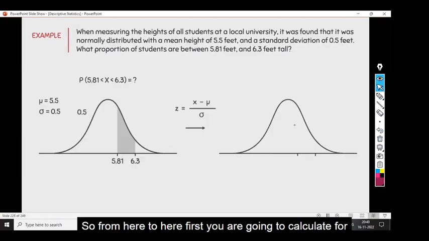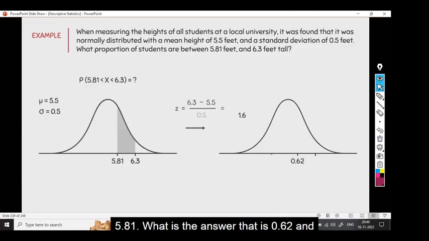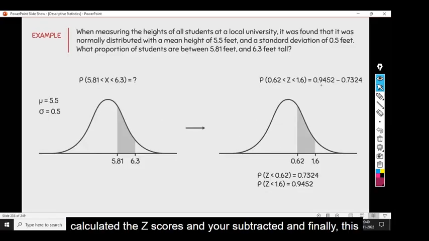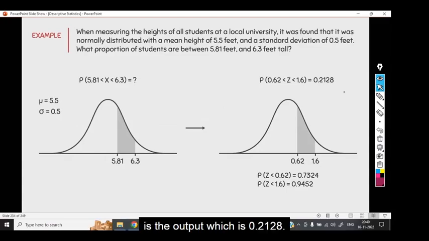So from here to here, first you calculate for 5.81, that is 0.62, and for 1.6. From here to here you want, and you have calculated the z-scores and subtracted, and finally this is the output, which is 0.2128.